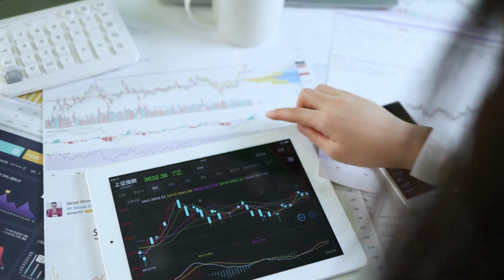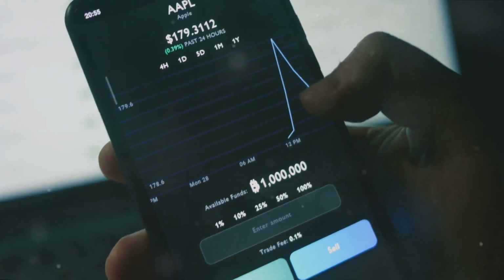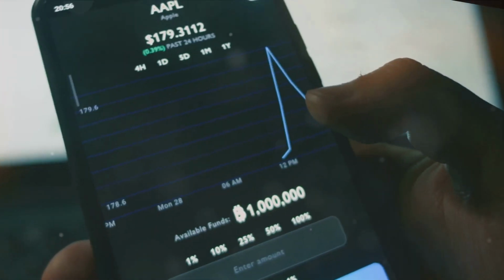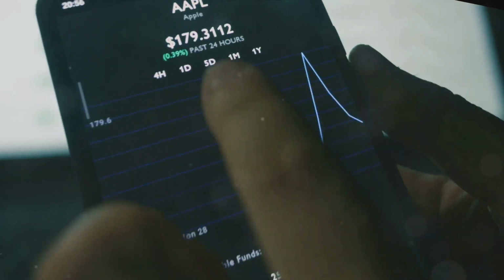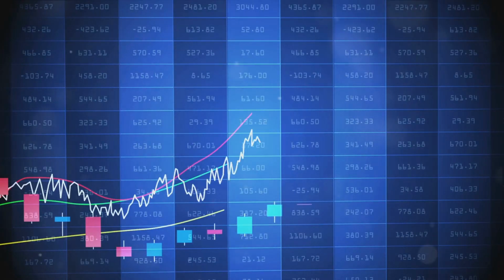Well, the price and volume data work together to tell a story. For example, if a stock's price is increasing and the volume is high, this could indicate a strong upward trend. Conversely, if the price is falling and the volume is high, this might suggest a strong downward trend.